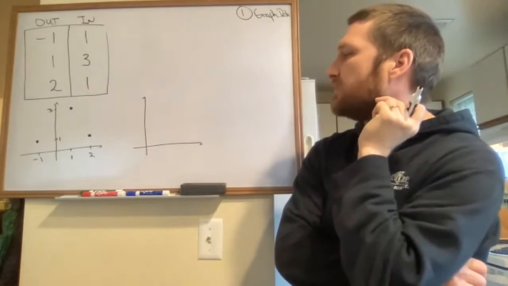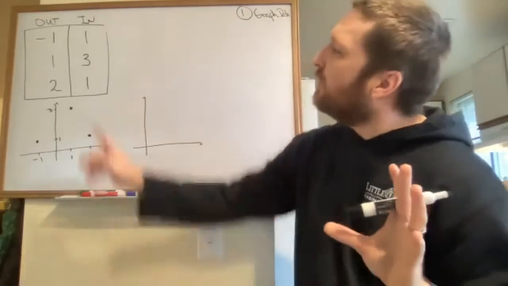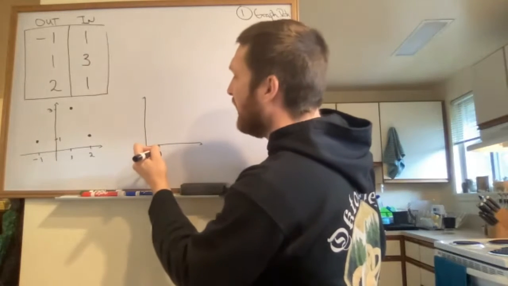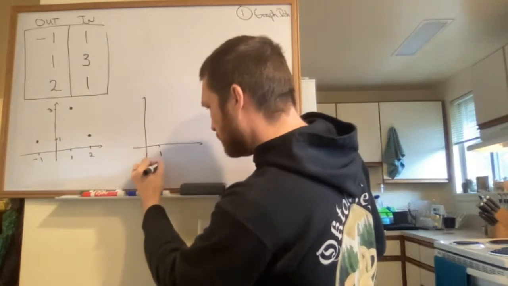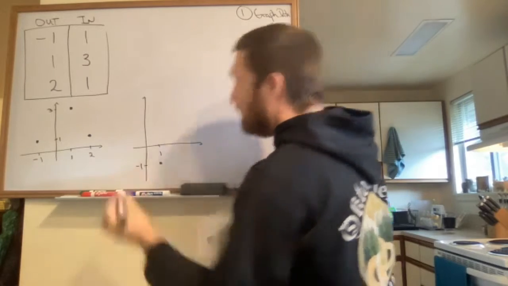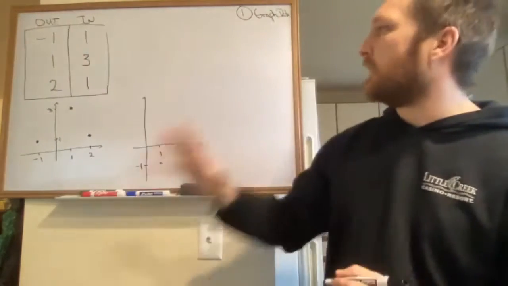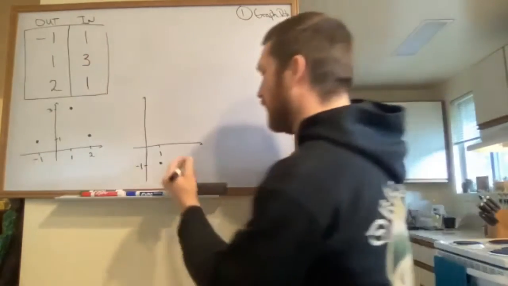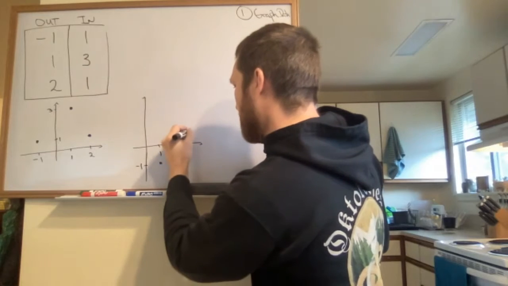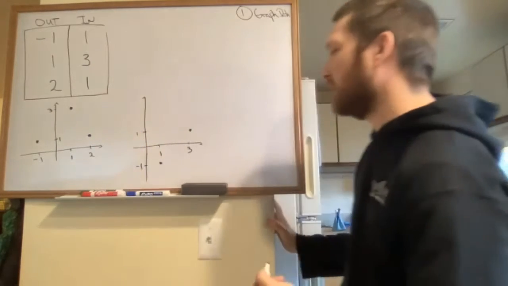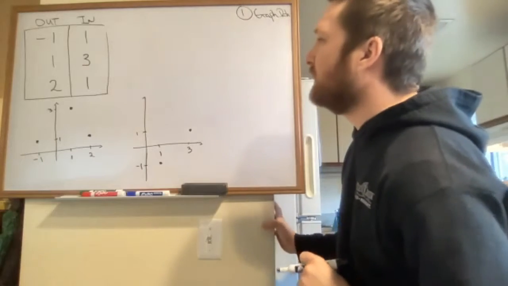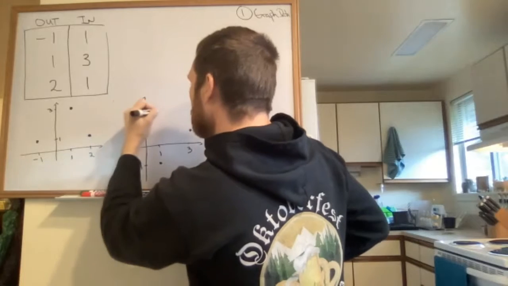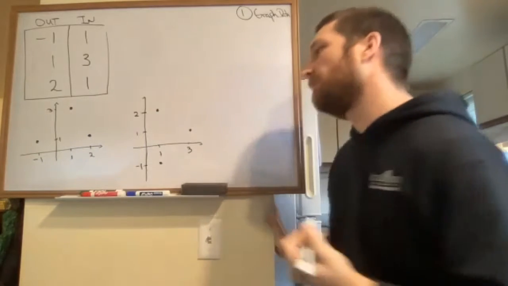Okay. So now we're going to switch the roles and we're going to say, well, what if the right-hand column were my inputs? Well, this says that I plug in a 1 and I get out a -1. So I'm down here at this point, 1, comma, -1, right? That's the first data point. The second data point says I plug in a 3, I get out a +1. There's my second point. The third point says I plug in a 1 and I get out a 2. So I'm at this point.